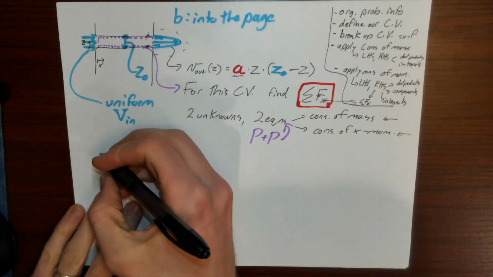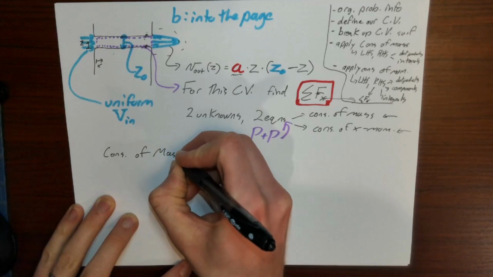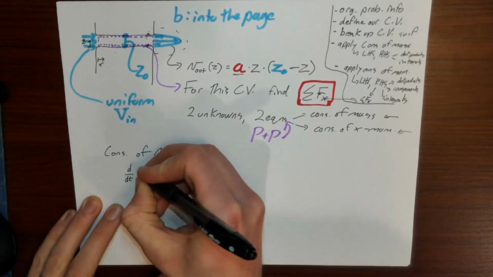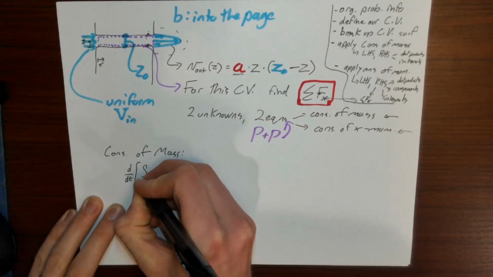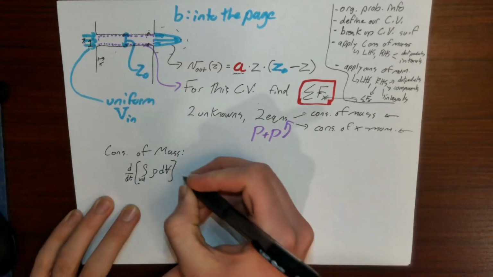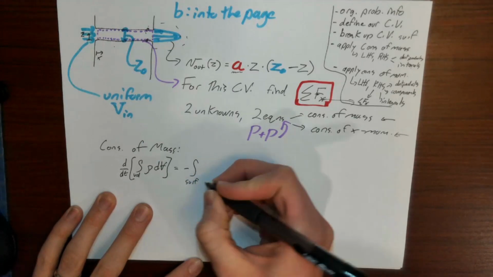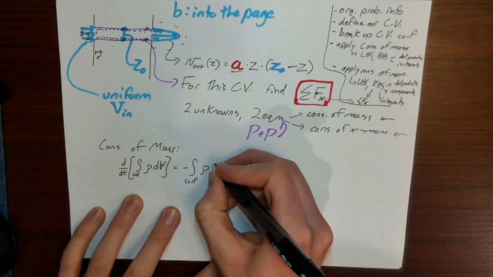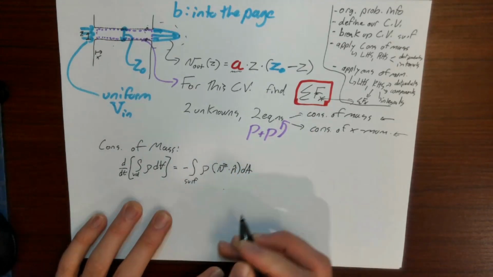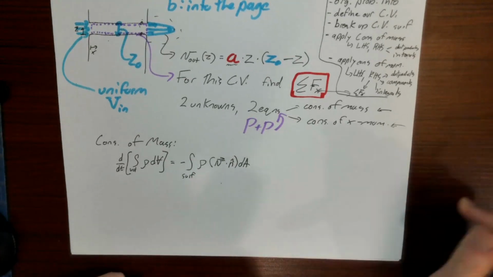So let's do conservation of mass. Conservation of mass, left-hand side: d/dt of the integral over our volume of rho dV is equal to minus the integral over the surface of rho v dot n dA, and there's no generation term in here. So this is our accumulation, this is our ins minus outs.